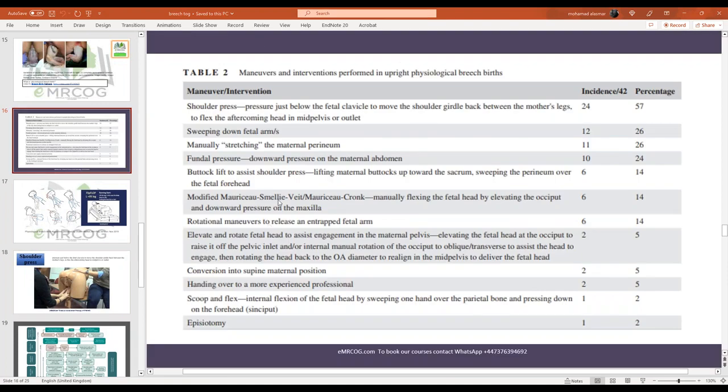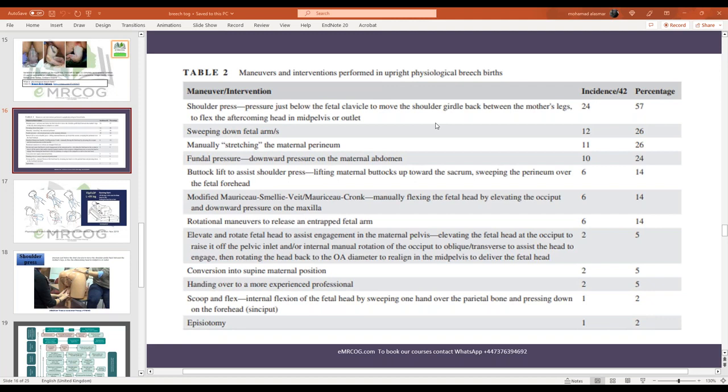Is it clear so far? What is the shoulder press in the table of definition? Number one in the table. So the maneuver is the shoulder press. Just below the fetal clavicle, the distal part, to move the shoulder girdle back between the mother's legs, and this is to flex the aftercoming head. Sweeping down the fetal arm is manually stretching the maternal perineum as well.